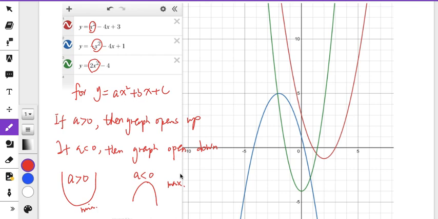So this is the first part. For the feature of this, we use the value a. Let's label this. We use the value a to determine whether the graph opens up or opens down, and in that case, we can easily tell if we have a minimum value case or a maximum value case.